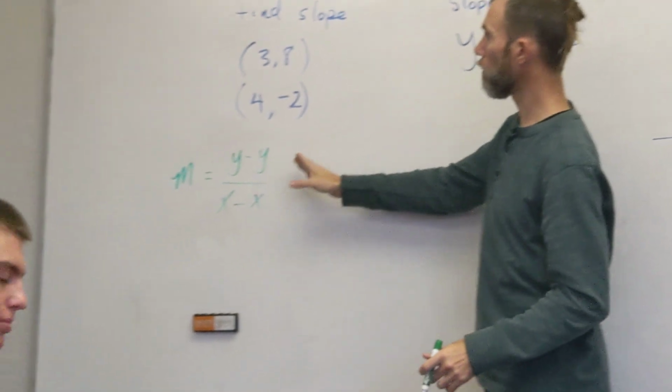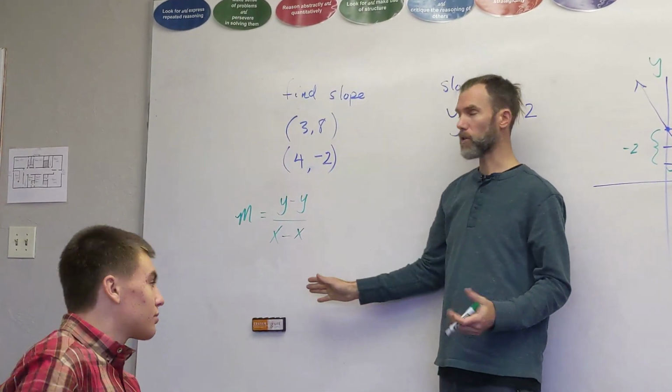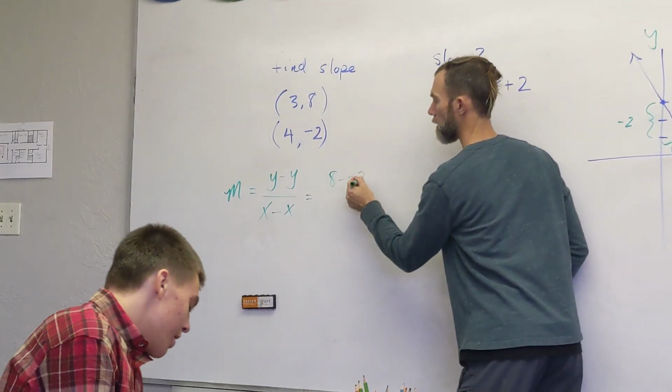Remember, slope is 2 components, change in height and change in width, in order to get a diagonal line. Okay? So y take away y. I usually just subtract down, and if you start subtracting down, you have to subtract down for the x's too. So 8 take away a negative 2 is what? 10.